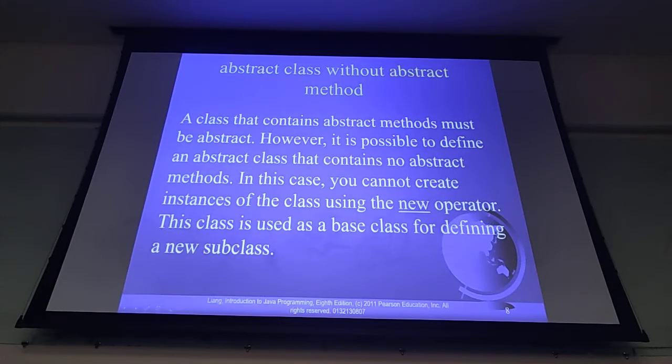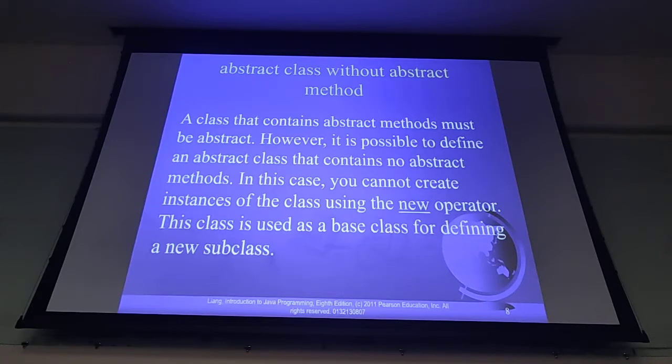The class that contains an abstract method must be abstract. However, it is possible to define an abstract class that contains no abstract method. Sometimes we have a class that is abstract and there is no abstract method. It's okay, no problem. In this case, we cannot create an instance of the class using the new operator. This class is used as a base class for defining new subclasses. That is the concept of the abstract class.